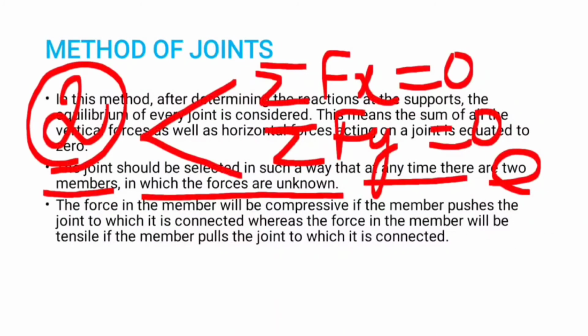That's why we select a joint in such a way that only two members have unknown forces, that means in those members only you need to find the forces.